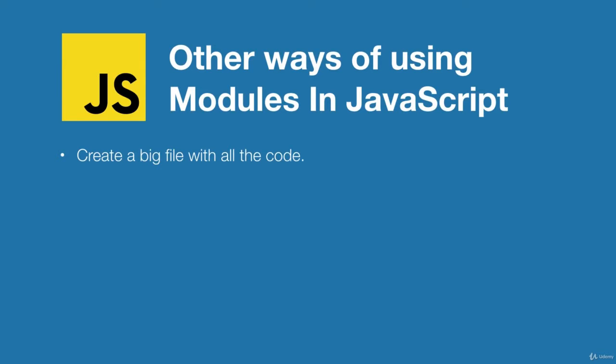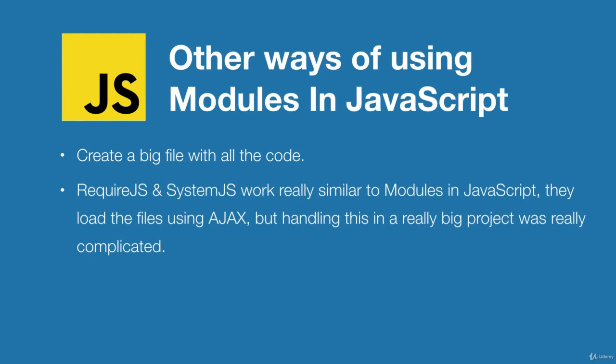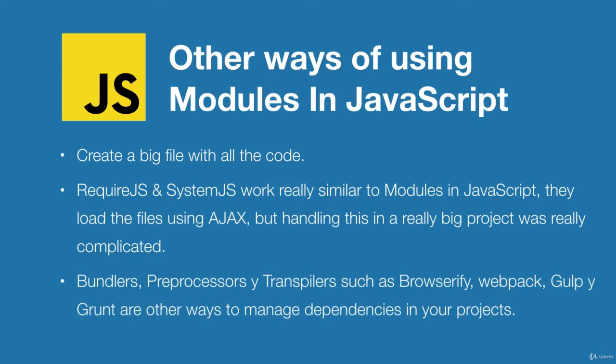So other ways of using modules in JavaScript is to create a big file with all the code. We can use a tool like Grunt or Gulp to concatenate and minify all the code into one really big file. Also, RequireJS and SystemJS work really similar to modules in JavaScript. They load the files using Ajax, but the downside of using this approach is that the handling of the modules in a really big project was really complicated.